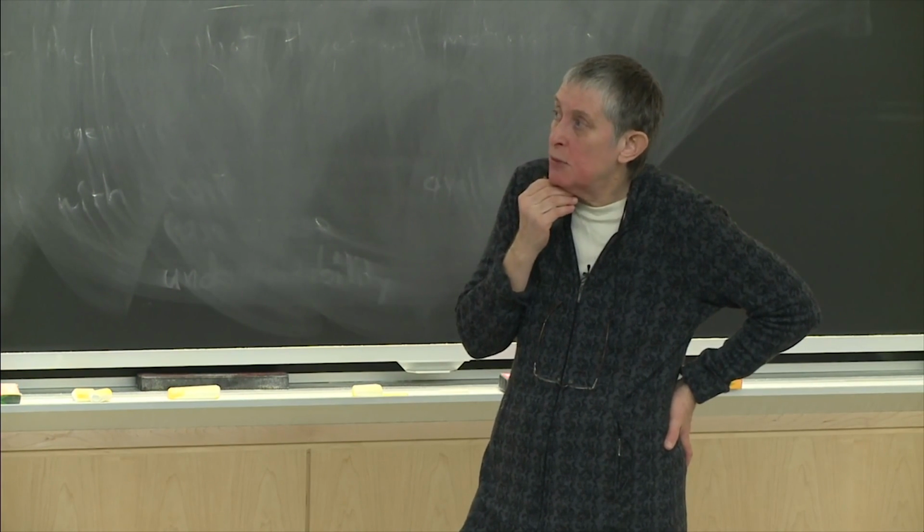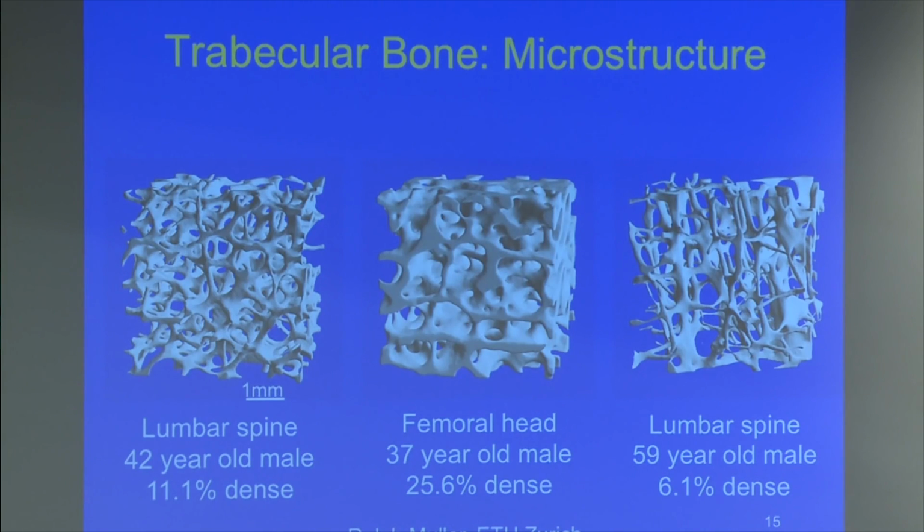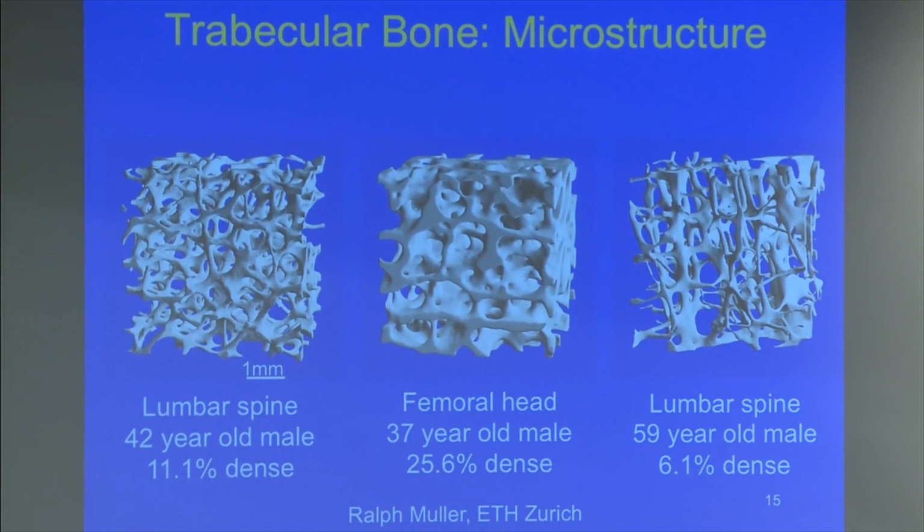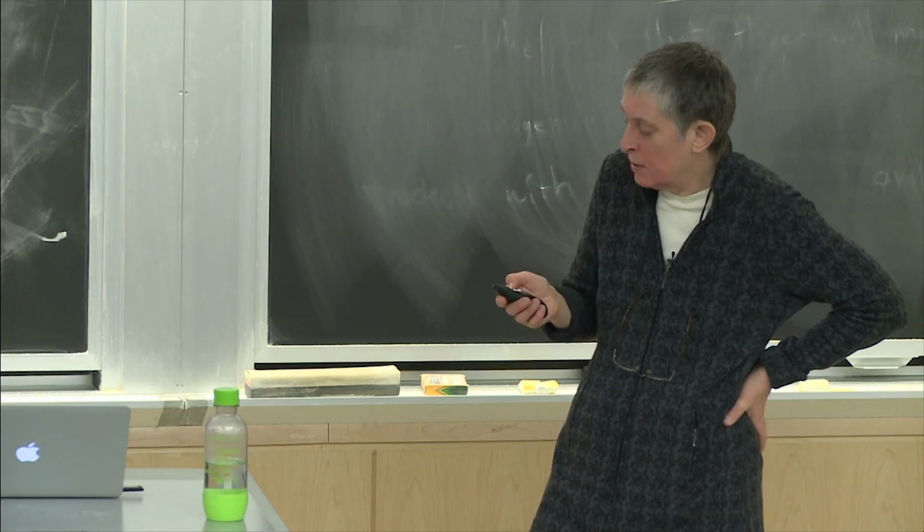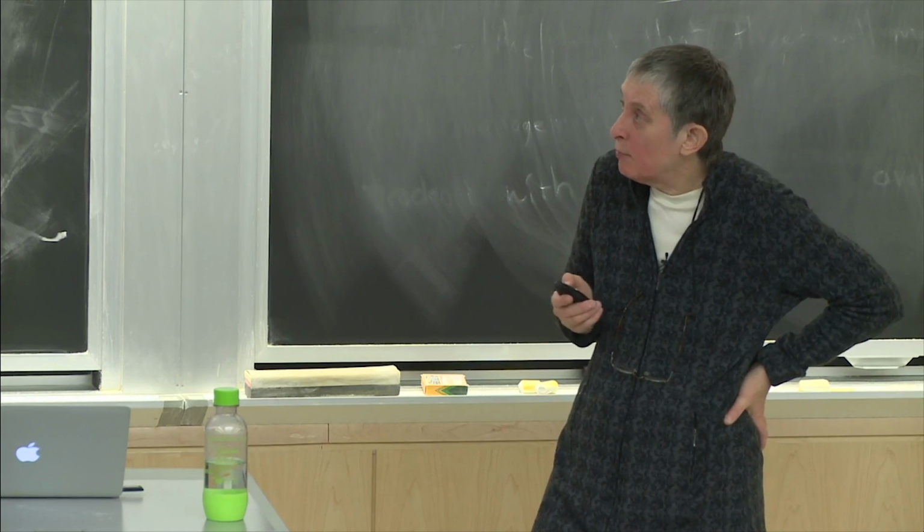These are micro-CT images of bone, and again, you can see how the structure looks different at different relative densities. The one on the left is sort of in the middle, around 11% dense. The one in the middle is the most dense, 25%, and the one on the right is 6% dense. So it's not too surprising that the one on the right would have a much lower strength than the other ones. And we'll look at how we can model that.